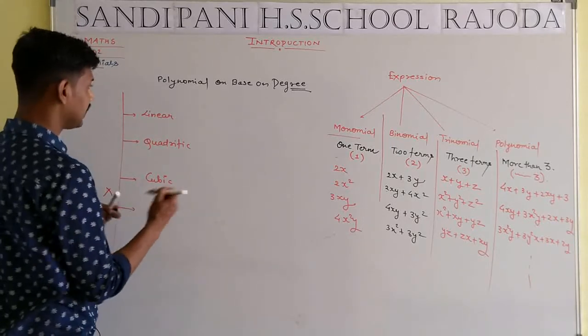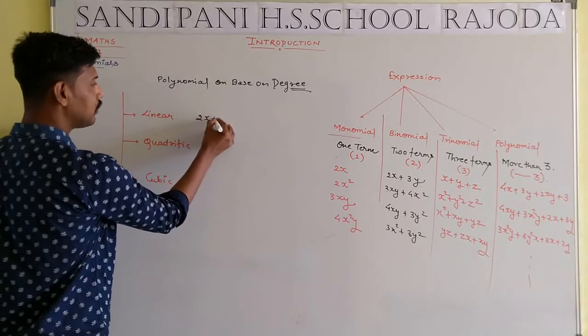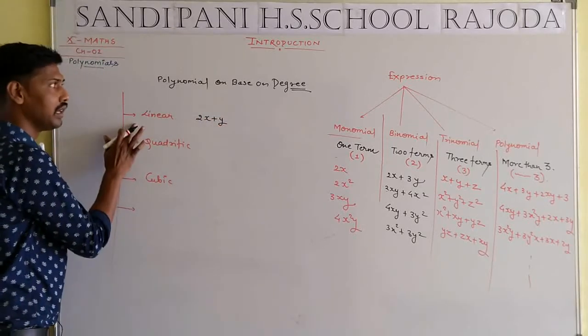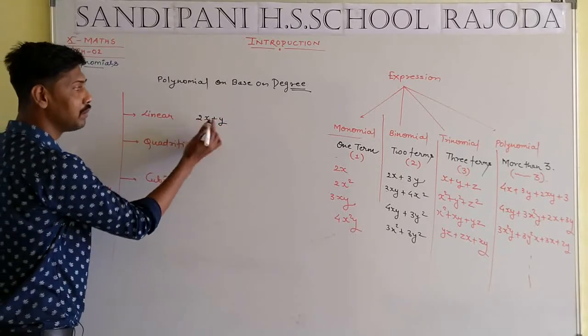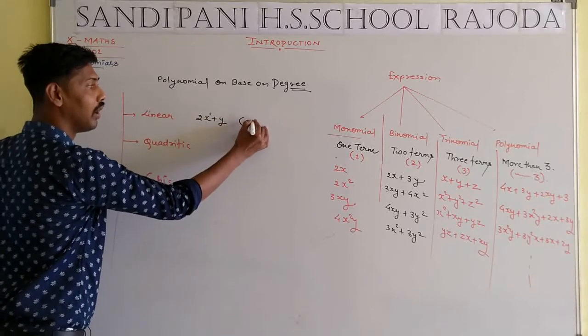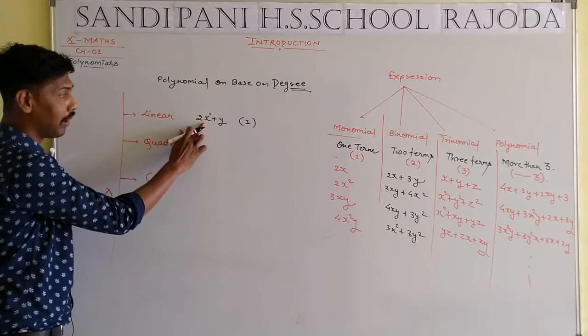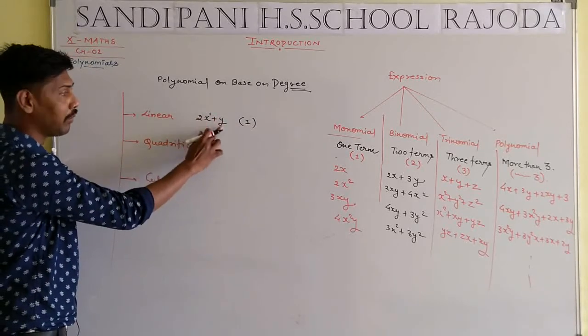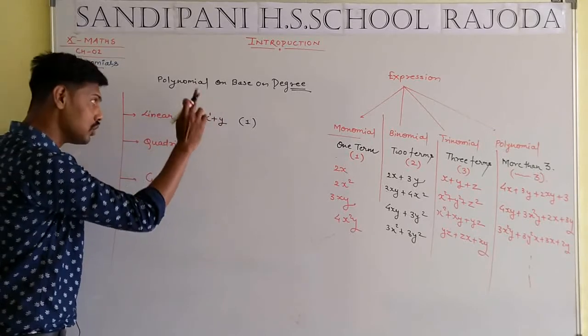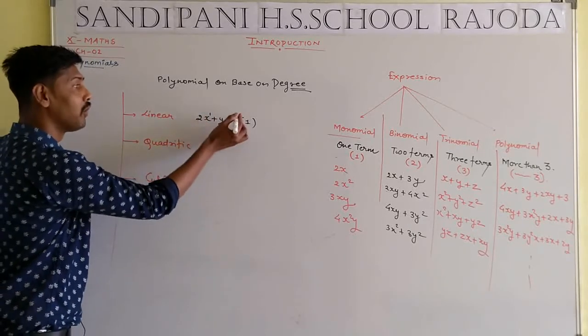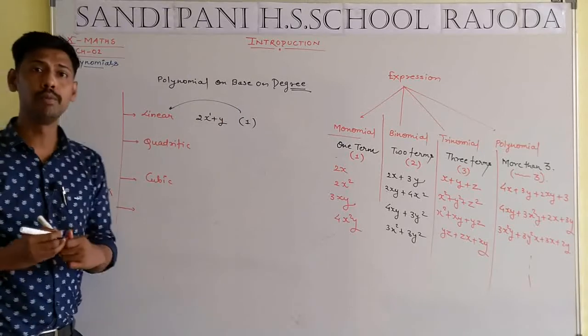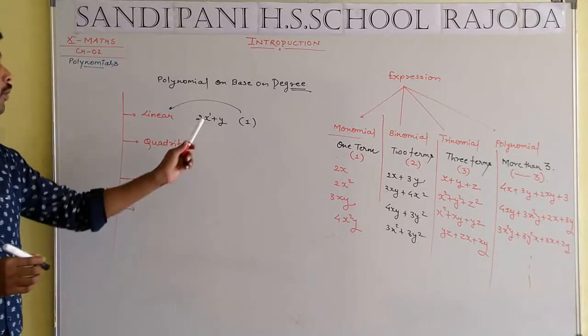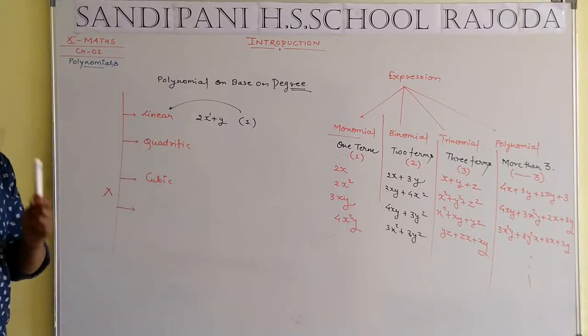Linear equation. Example of a linear equation: 2x plus 1. What is the meaning of a linear polynomial? That means the maximum power will be equal to 1. The maximum power of x will be 1 and the power of y will be 1. So these types of polynomial are known as linear polynomials.